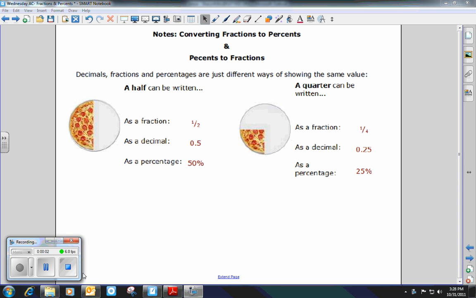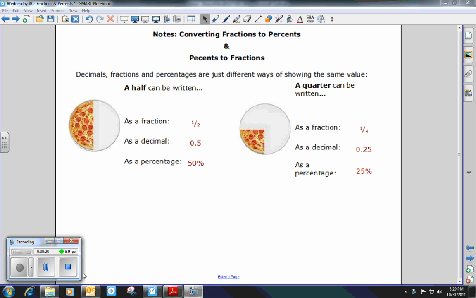Okay, so far we have converted fractions to decimals and decimals to fractions. Now we're going to add in percents. So percent is another way to describe part of a whole. Decimals, fractions, and percentages are all different ways of showing the same value.